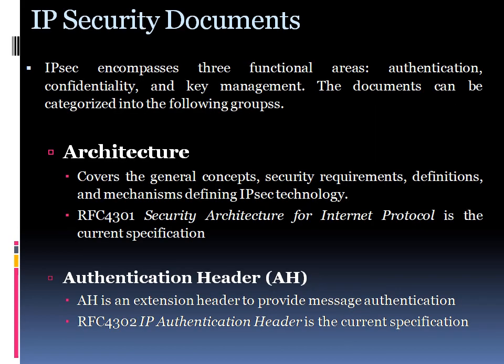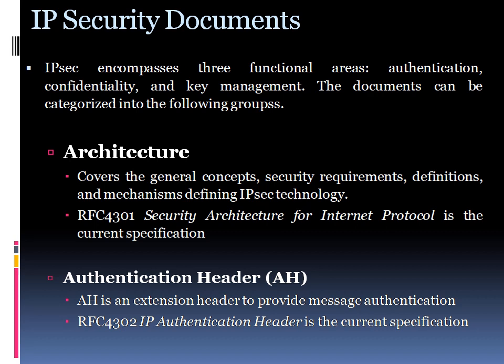Next we have the IP security documents. This IPsec that we have been talking about encompasses three functional areas, namely authentication, confidentiality, and key management. These documents can be categorized into the following groups: architecture, authentication header, encapsulating security payload or ESP, Internet Key Exchange or IKE, cryptographic algorithms, and several others. Now let us look into each in detail. So firstly, moving towards the architecture.